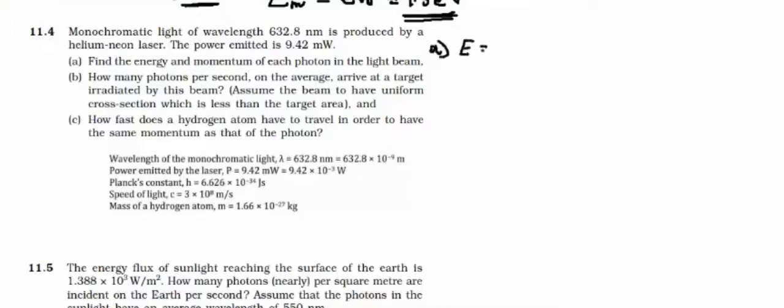Energy of the photon. We have E is equal to h nu. Again, nu is equal to c by lambda. Therefore, hc by lambda you can calculate. You will get the first answer. Then momentum of the photon you can calculate using the formula p is equal to h by lambda. So you will get the second answer.